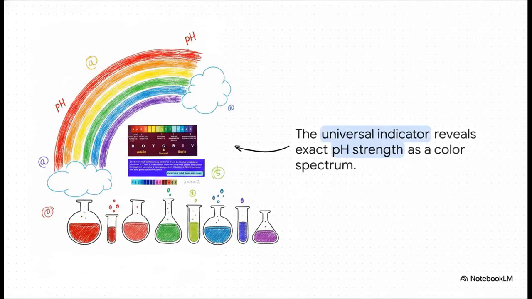And by using a universal indicator instead of just your basic litmus paper, we don't just get a simple yes or no on whether something is an acid or base. We actually get this beautiful rainbow spectrum. It goes from deep red for strong acids, right through green for neutral, all the way to violet for strong bases. This spectrum instantly reveals the exact nature and the specific strength of any chemical on the pH scale.